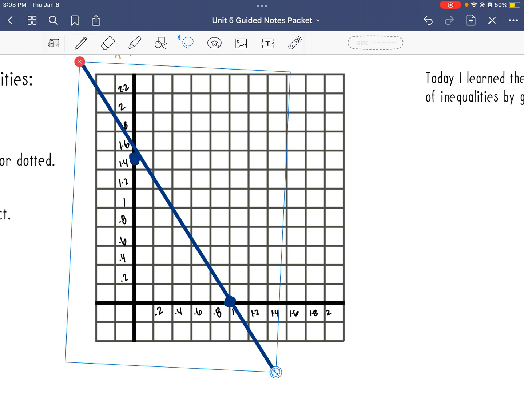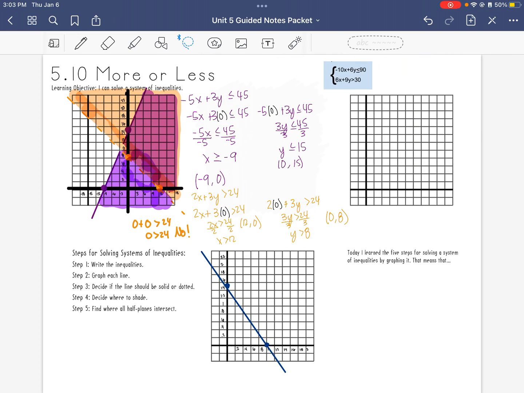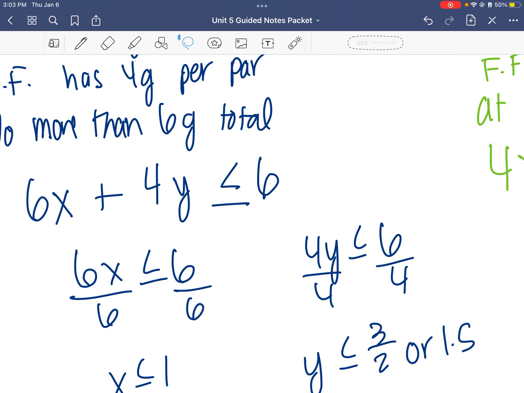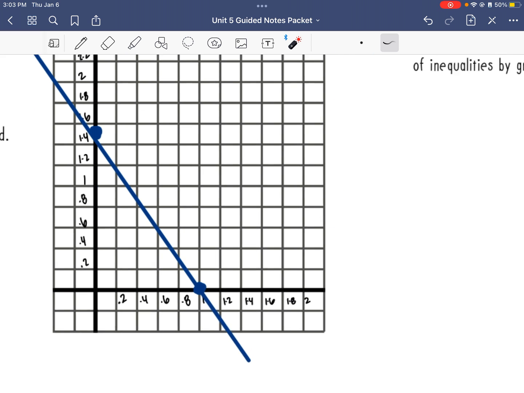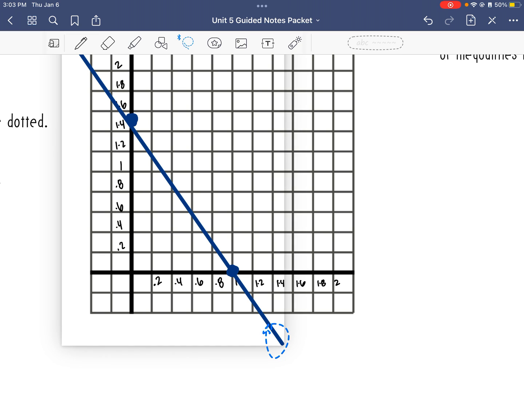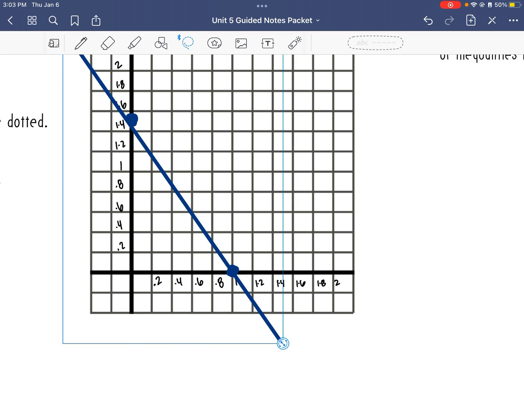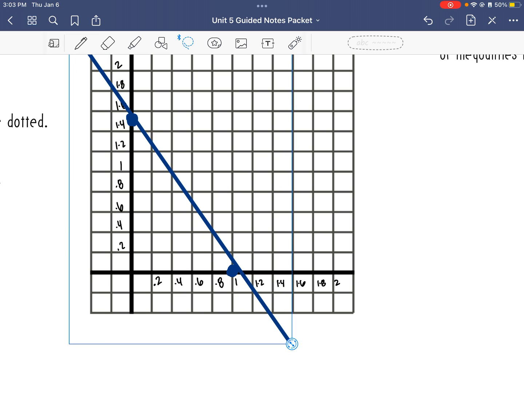Okay, hopefully you got that this should be solid. The reason it should be solid is because we were working with an "or equal to" sign right here. It's less than or equal to 6. So it's the "or equal to" part that matters. And then we also need to test a point to decide where to shade. So take a minute, decide. Where should we shade? How do you know where we should shade?